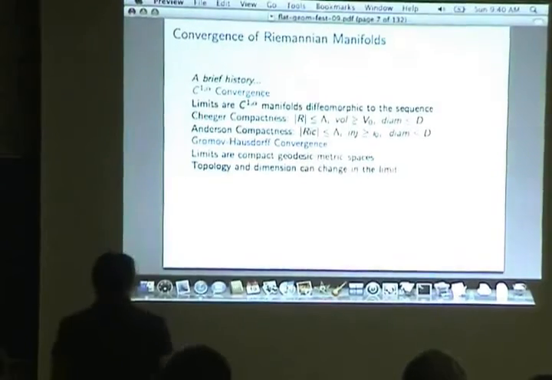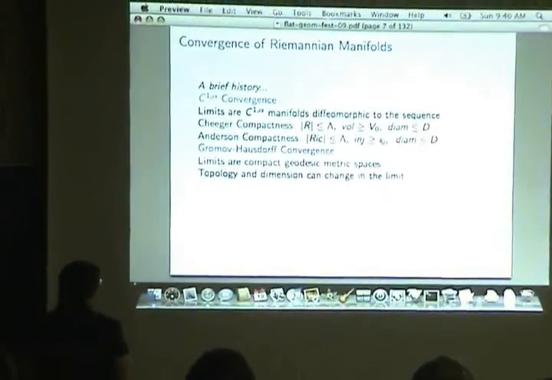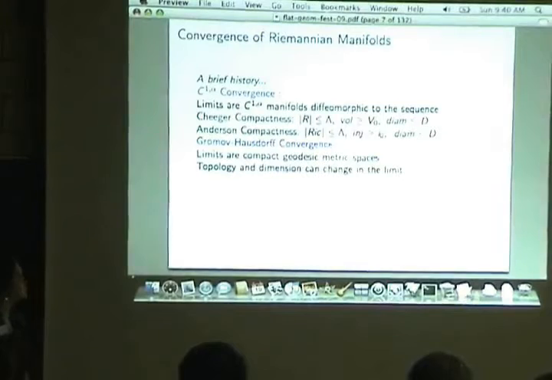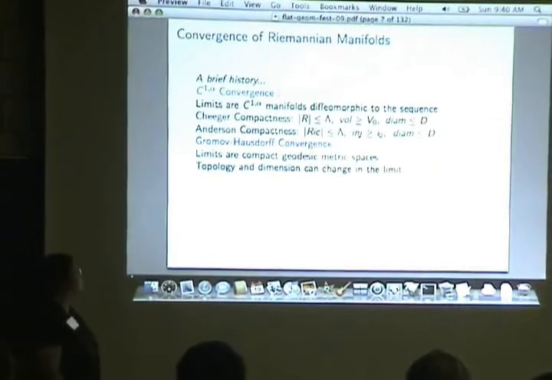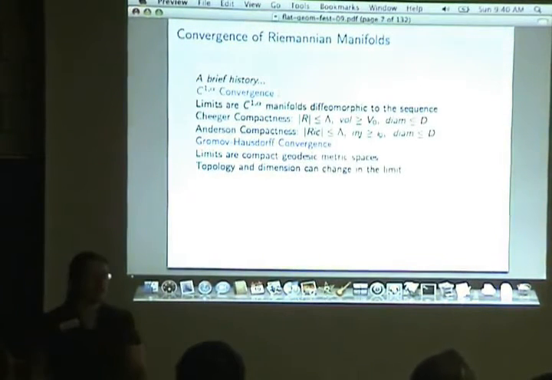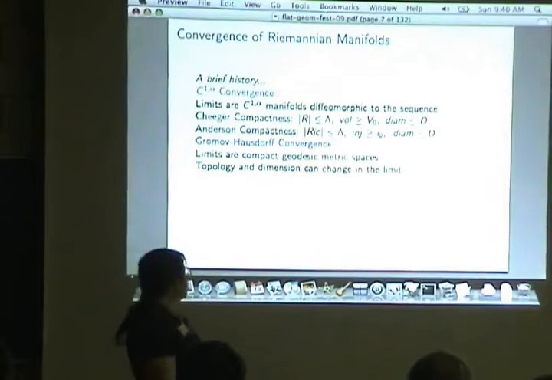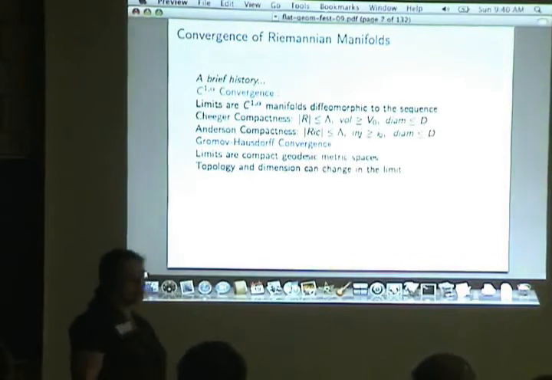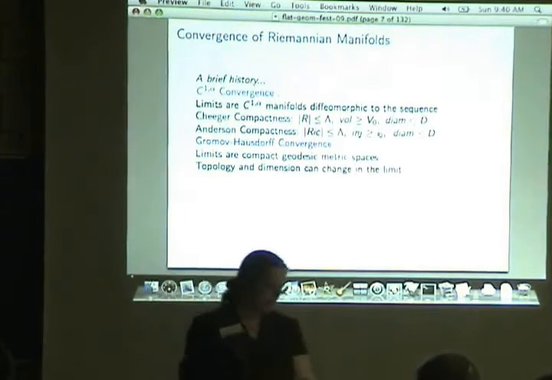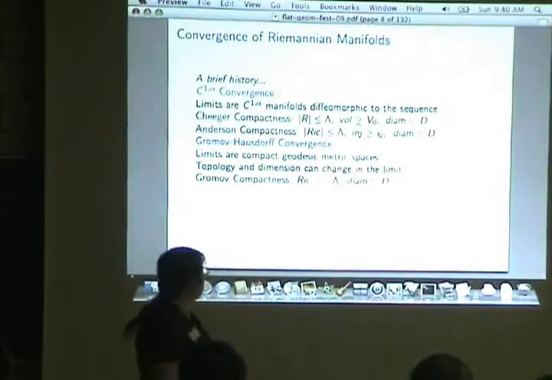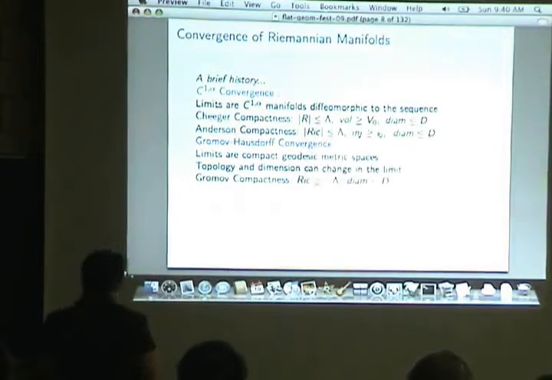Gromov Hausdorff convergence leaves out the necessity of having an injectivity radius bound, but the limits are no longer smooth manifolds. They're just compact geodesic metric spaces. The topology can change in the limit, the dimension can change in the limit. There's a very nice compactness theorem where you assume only a Ricci lower bound and a diameter bounded above.